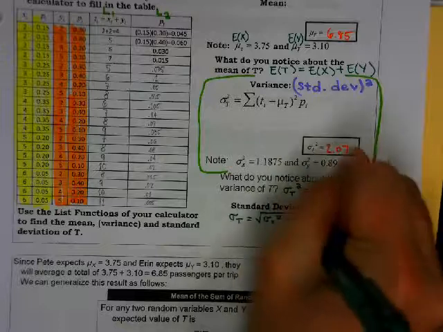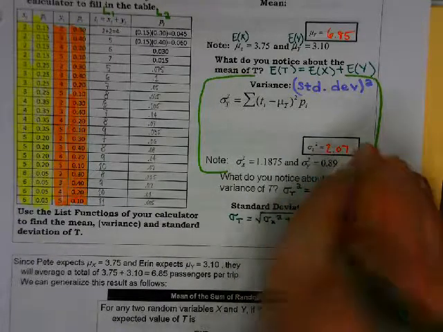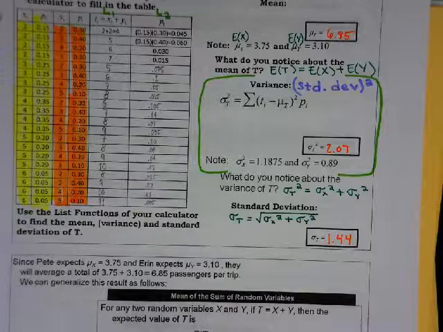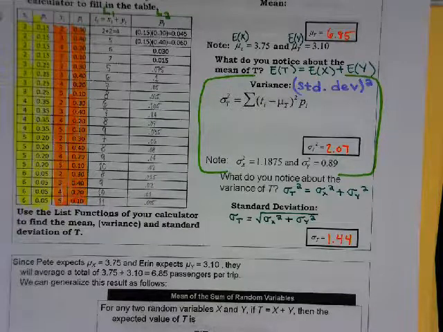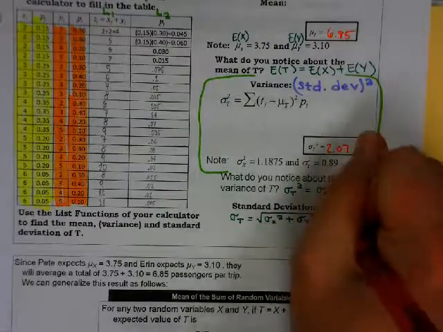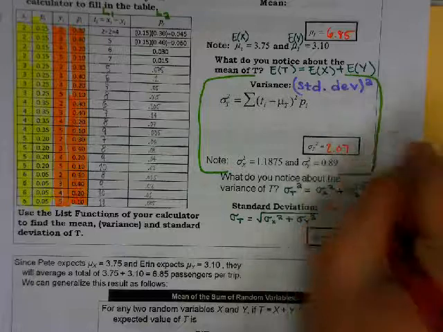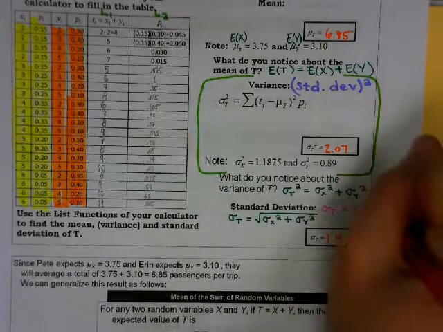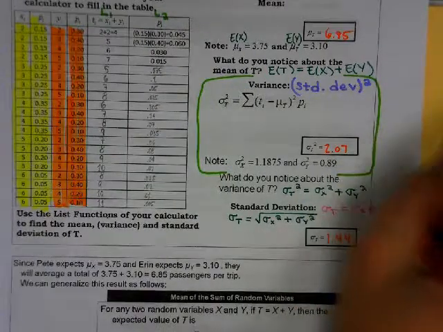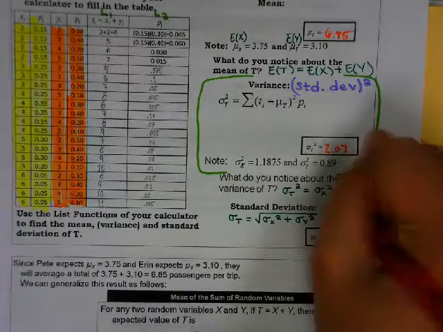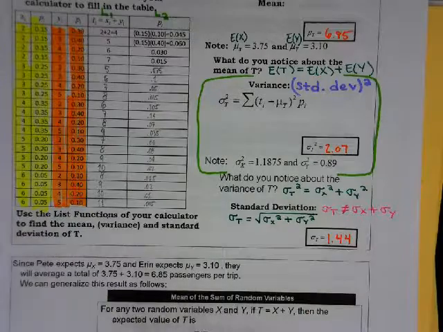Unfortunately, standard deviation cannot just be the standard deviation of x plus the standard deviation of y. Doesn't work. It would be nice if it was nice and simple like the expected values are, but it's not. So you can't just add your standard deviations to get the new standard deviation.